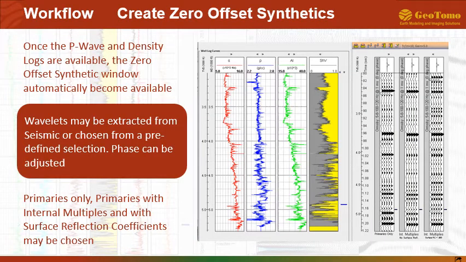Once the P wave and density logs are prepared, the zero offset synthetic window automatically becomes available. Wavelets may be extracted from seismic or chosen from a predefined selection, and phase can be adjusted. Displayed here are primaries only, primaries with multiples, and primaries with surface reflection.